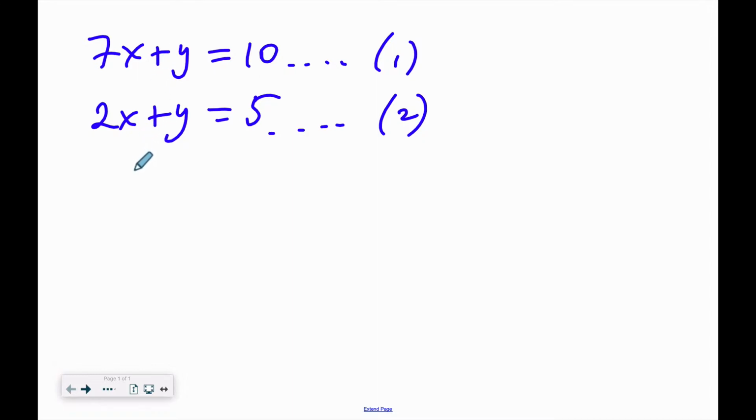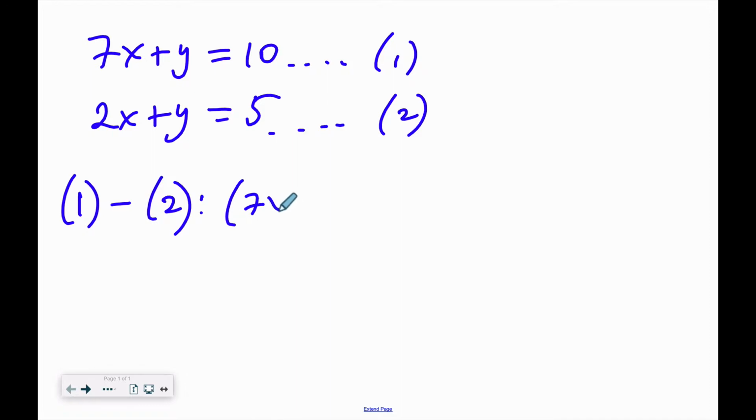So we should use a similar strategy but a bit different. In this case, we're not going to add 1 and 2 together, we're going to subtract them, because these y's have the same sign. In order to eliminate them, we have to subtract them. So we will do equation 1 minus equation 2. The left hand side of equation 1 minus the left hand side of equation 2 is equal to the right hand side of equation 1 minus the right hand side of equation 2. It will look like this.